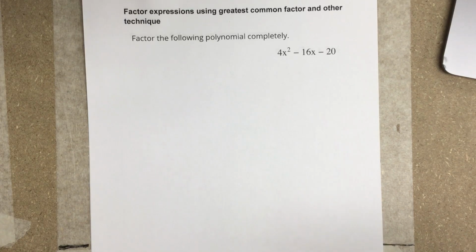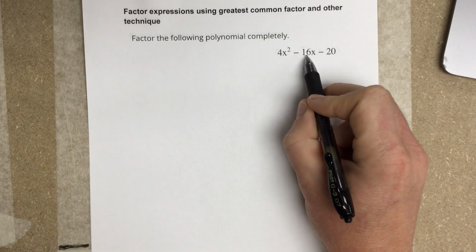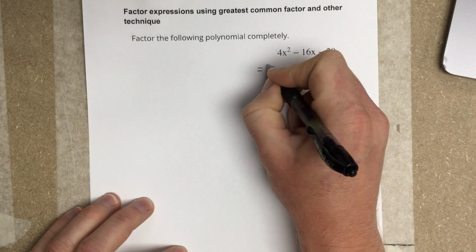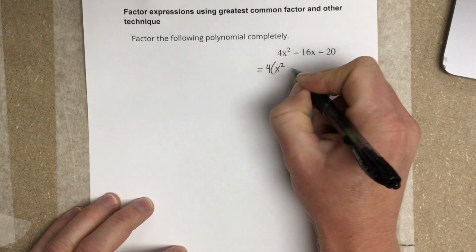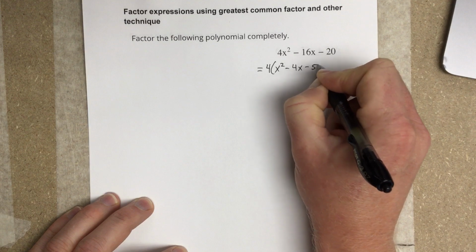In this video, we're going to factor expressions using greatest common factor and other techniques. It says factor the following polynomial completely. Well, the first thing you should notice is that each piece of this polynomial is divisible by 4. So the first thing I'm going to do is factor a 4 out, and I get x squared minus 4x minus 5.